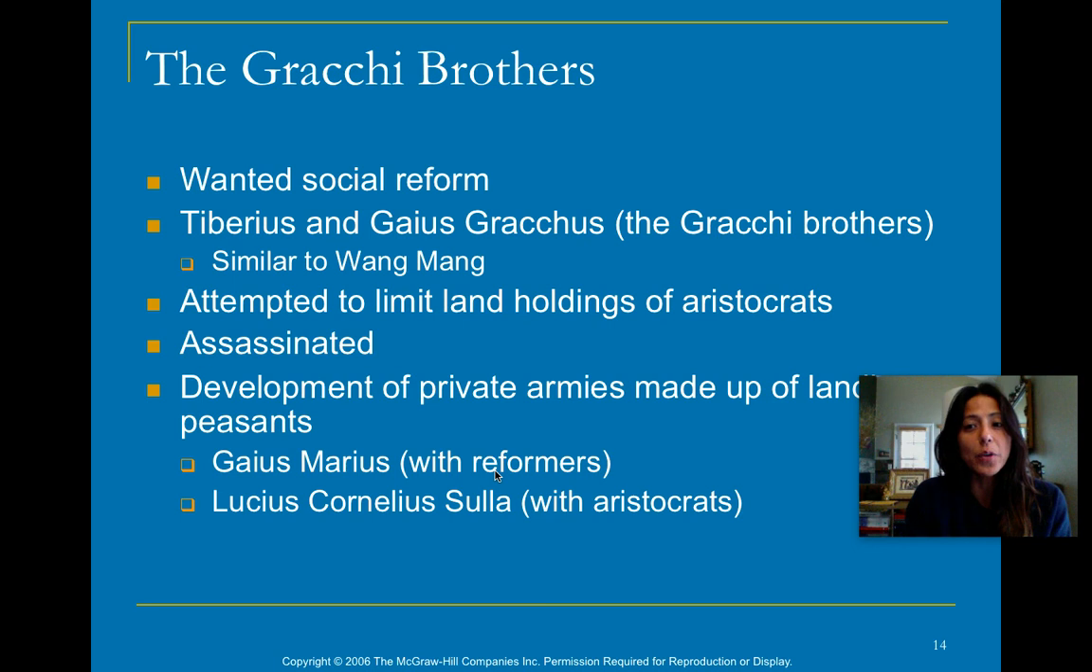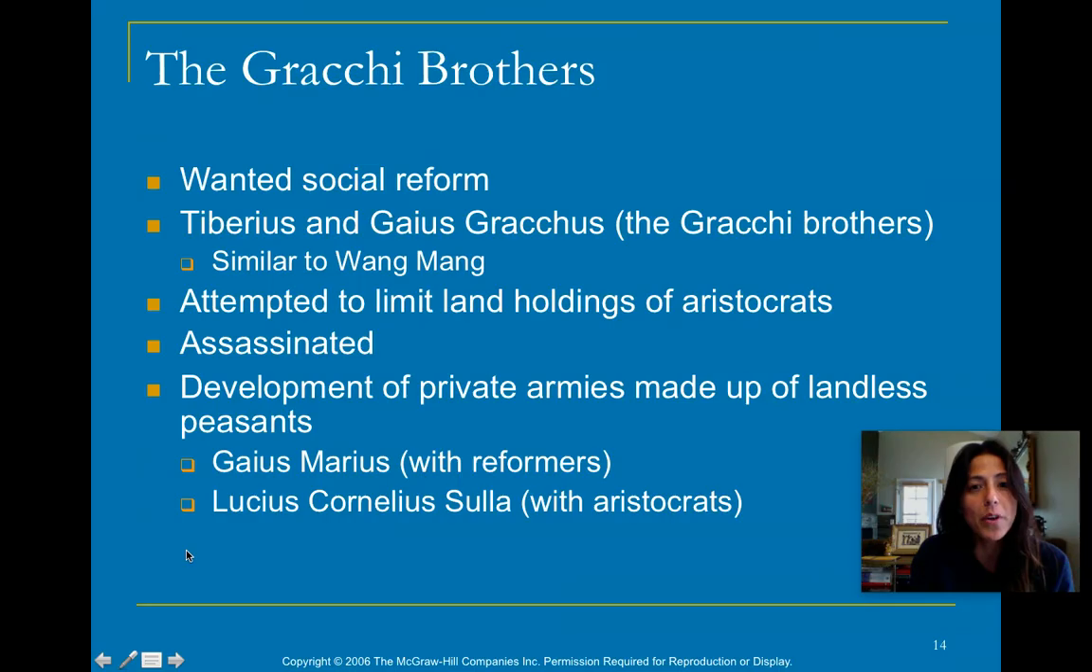Okay, well, not everyone is happy with the fact that many people are starting to become completely poor and have no land. And some people want social reform. That means they want change. They want a change in society so that the poor are not landless. Two people whose names you have to remember are the Gracchi brothers, Tiberius and Gaius Gracchus. They're very similar to Wang Mang in the chapter that we learned about between the former Han and the later Han dynasty, who wanted to take land from the rich and redistribute it to the poor.